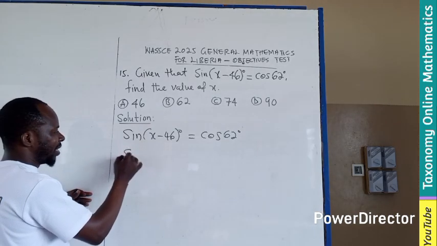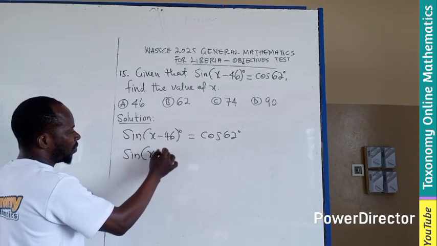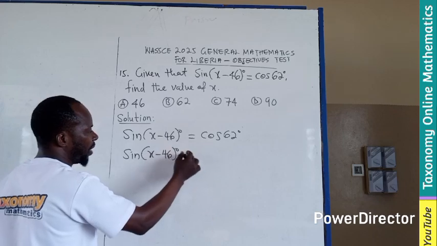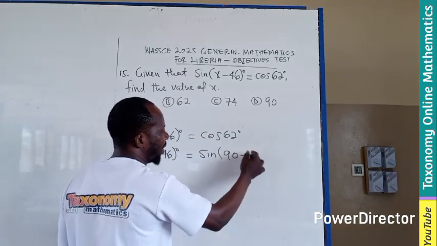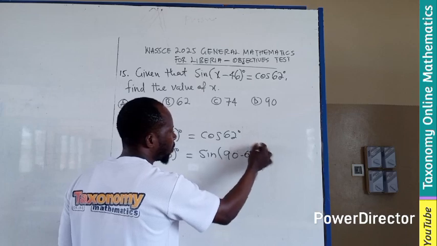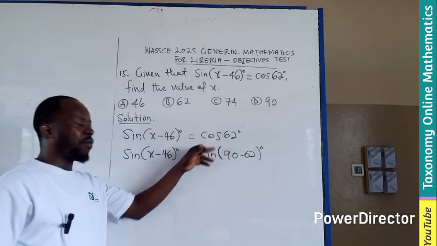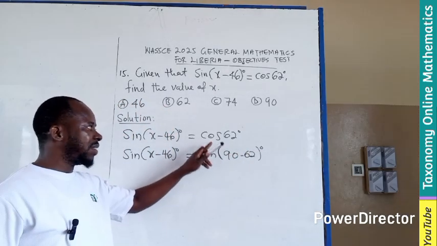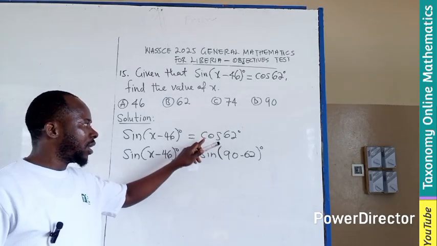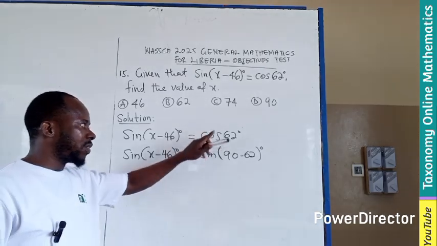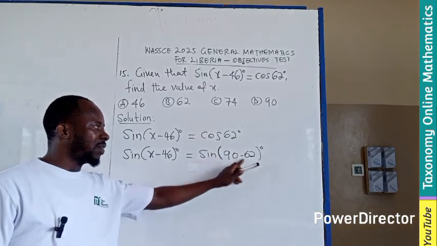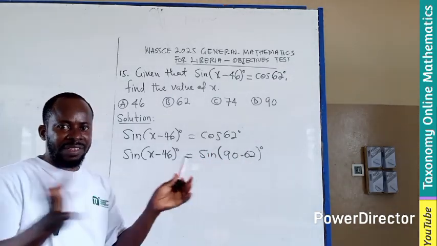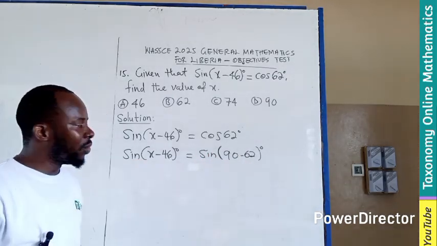So this means that sine of (x minus 46 degrees) is the same as sine of (90 minus 62). This is the complementary angle for cos. This value is the same as this. If you want to be sure, just use your calculator, type in cos 62 and find the answer. Find sine 28. You get the same answer. So this is a complementary angle.